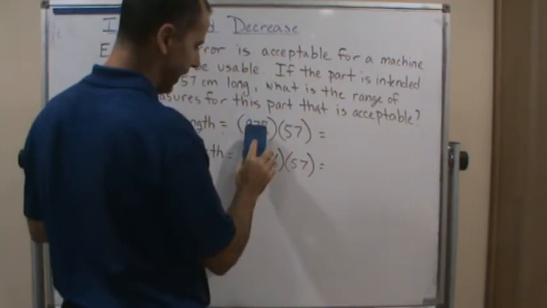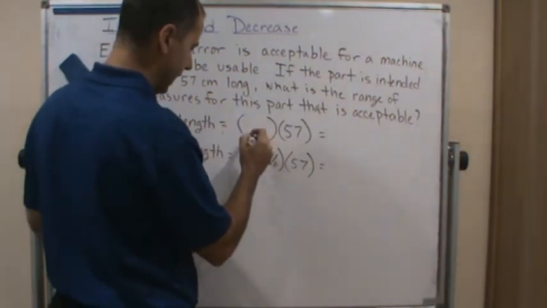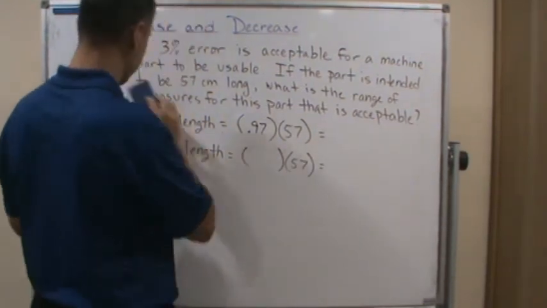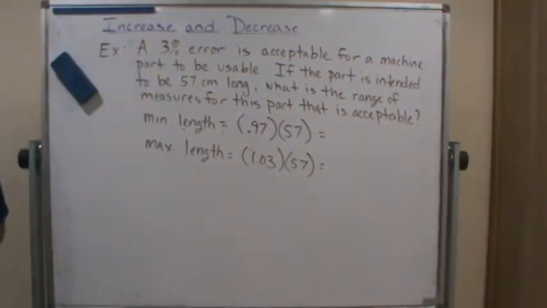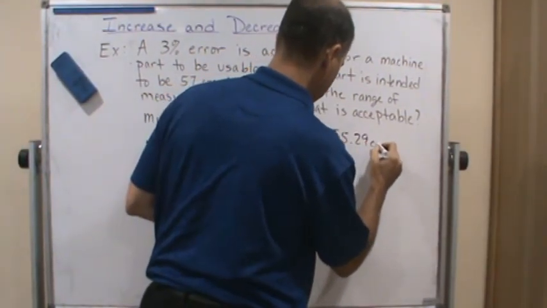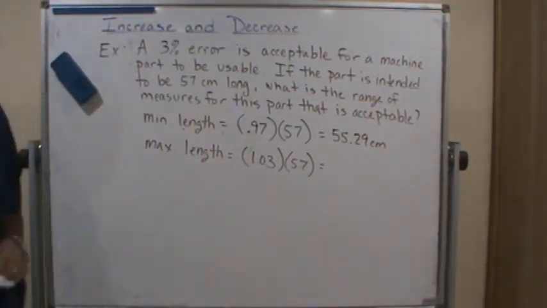Now again, remember, we can't have percentages, so we're going to have to change these to decimals. So this will be 0.97, and this will be 1.03. And so what do we get when we put that in our calculator? What are the minimum and maximum values that we get? We get 55.29 centimeters, and the maximum value that we get is 58.71.